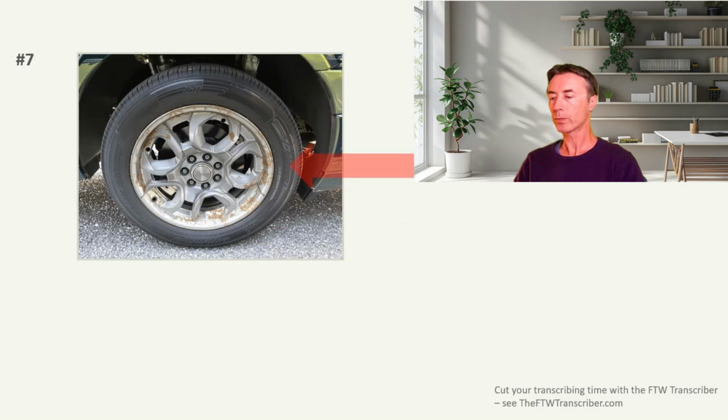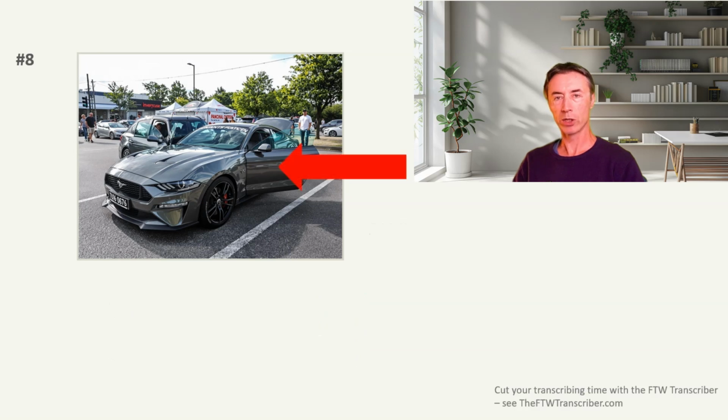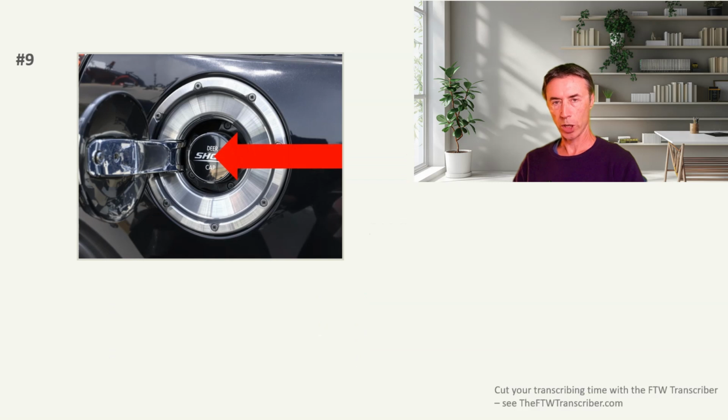Number seven, the round rubber thing on the car. Same word in Britain and America, or different? Same, except note that in Britain, tyre is spelt with a Y, in America with an I. Number eight, that thing you open on the side of the car. Same word or different words? Same, door in both.